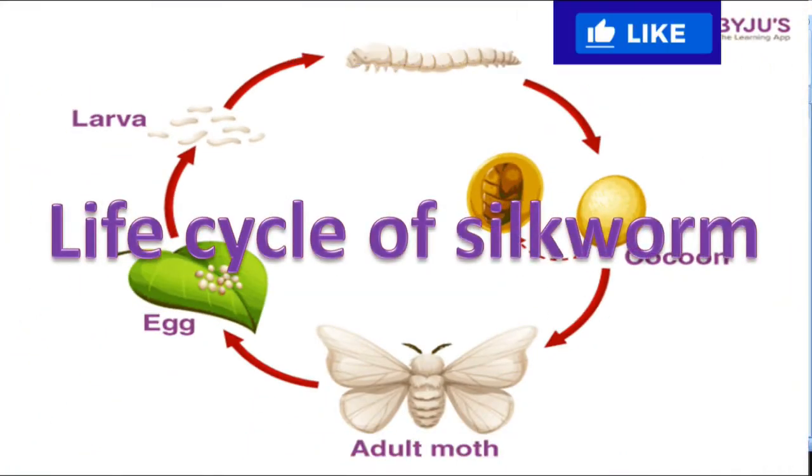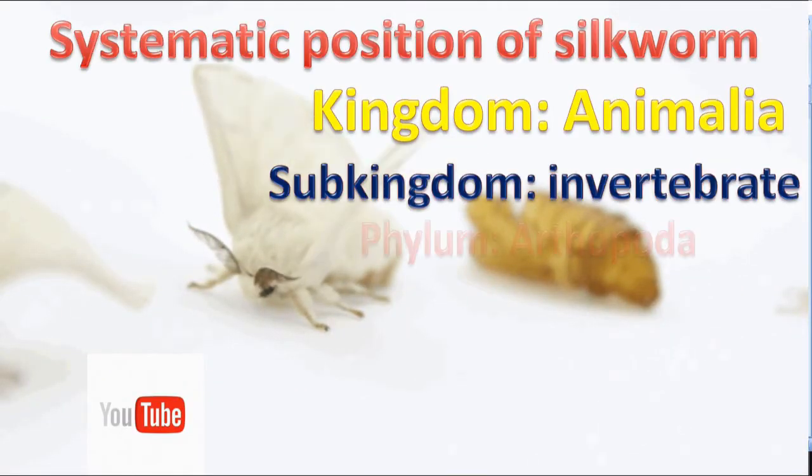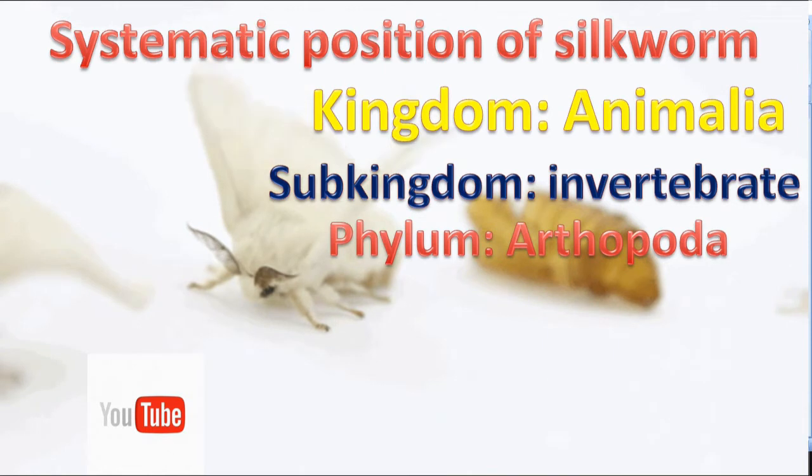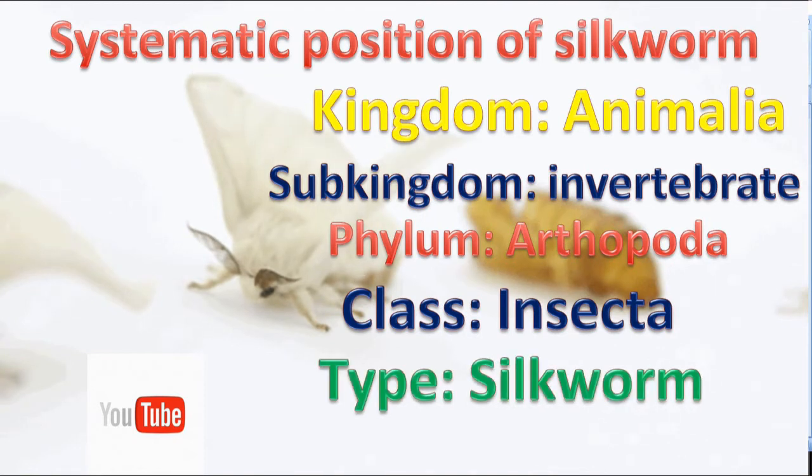Life cycle of silkworm. Systematic position of silkworm is kingdom Animalia, subkingdom Invertebrate, phylum Arthropoda, class Insecta. Type or example is silkworm.